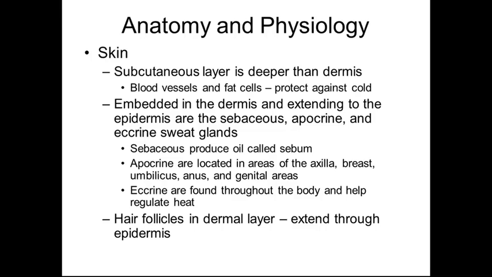The apocrine glands typically enlarge during puberty, which then causes this to happen. The eccrine glands are found throughout the body and help us regulate heat. These are active throughout our lifetime. Hair follicles are in the dermal layer and extend into the epidermis.